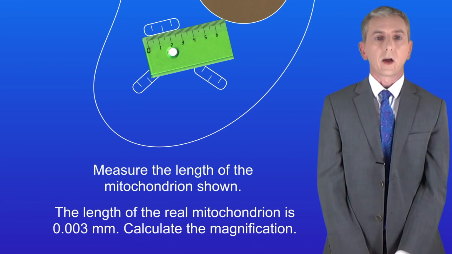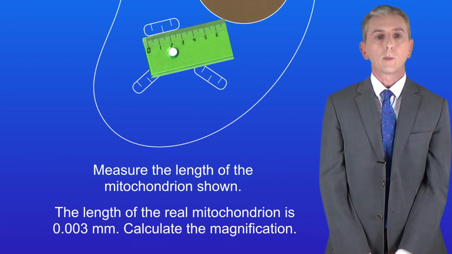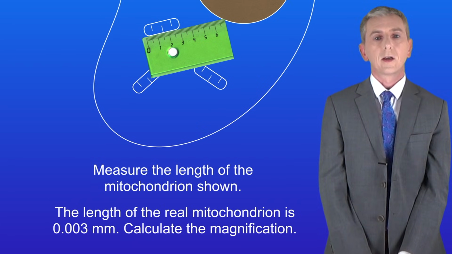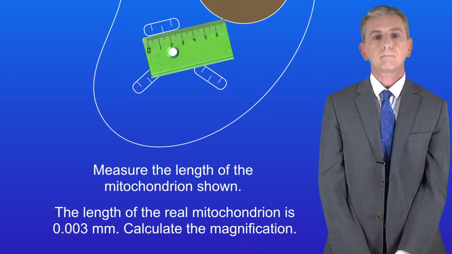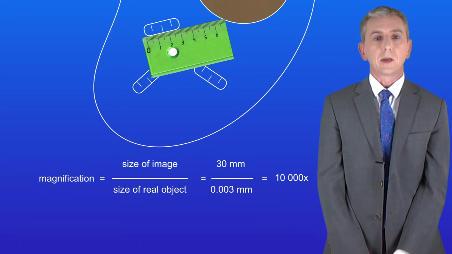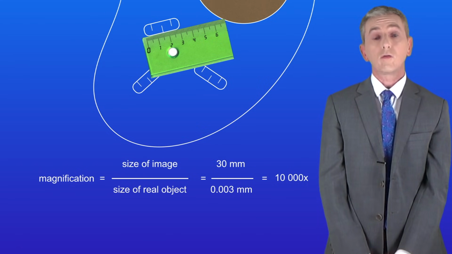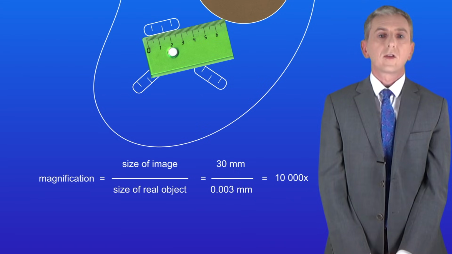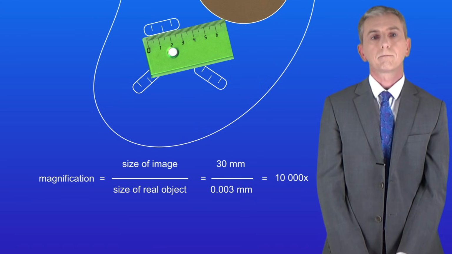Here's a question for you to try. Measure the length of the mitochondrion shown. The length of the real mitochondrion is 0.003 millimeters. Calculate the magnification. So pause the video now and try this yourself. Okay, from the ruler, we can see that the image size is 30 millimeters. The size of the real object is 0.003 millimeters. Putting these into the equation gives us a magnification of 10,000 times.